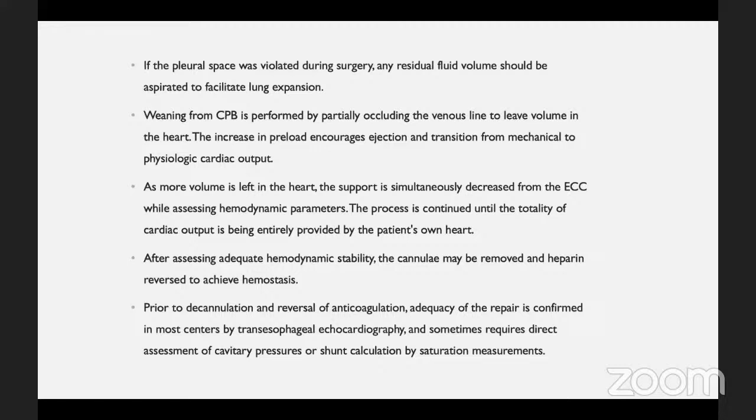After assessing adequate hemodynamic stability, the cannula may be removed and heparin reversed to achieve hemostasis. Prior to decannulation and reversal of anticoagulation, adequacy of the repair is confirmed in most centers by TEE, and sometimes requires direct assessment of capillary pressures or shunt calculation by saturation measurement.